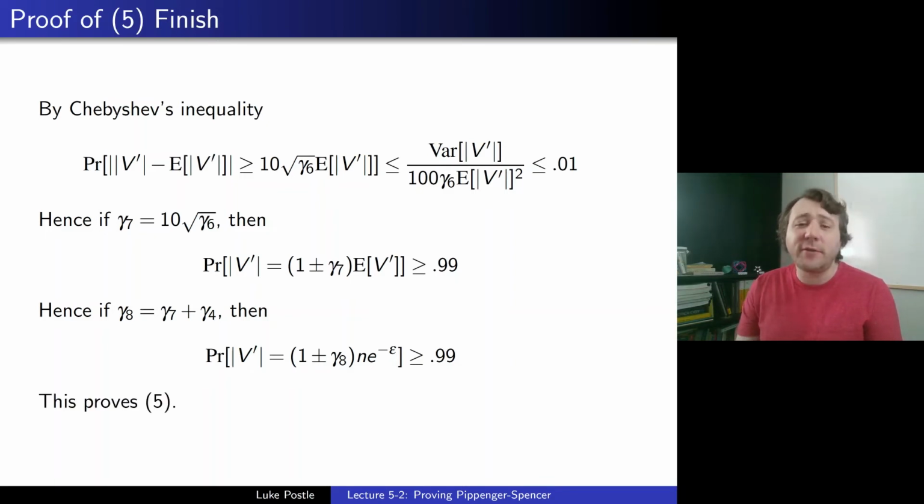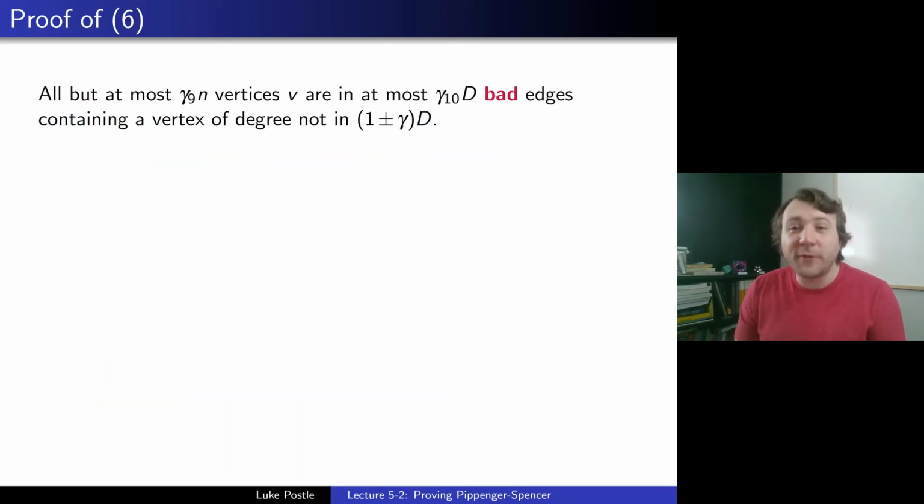That's what we wanted to do, to show that V prime has high probability to be close to this n e to the minus epsilon, with some factors depending on the gamma there that, again, go to 0 as gamma goes to 0 and d goes to infinity. So we're going to move on with the proof of 6 now. So how do we prove 6?